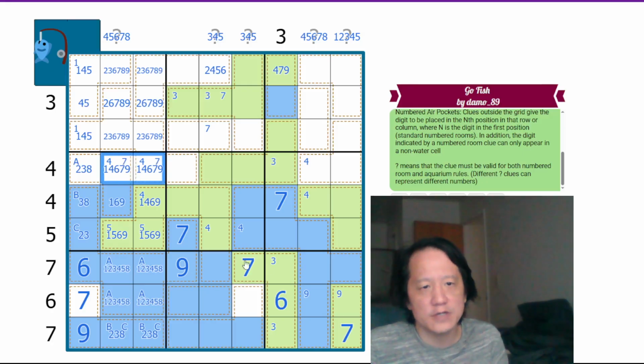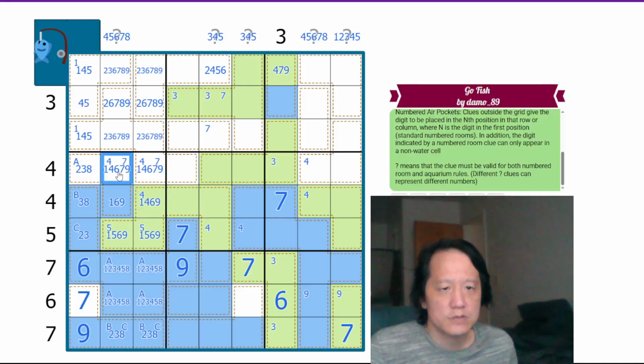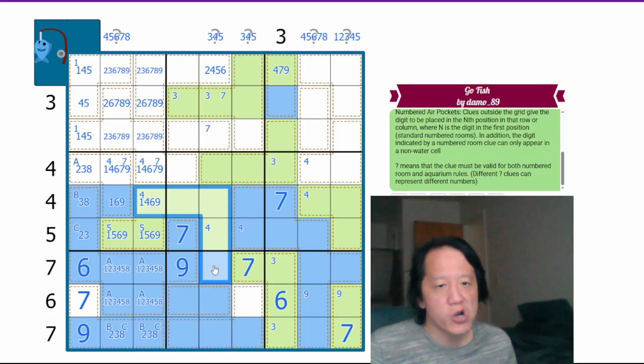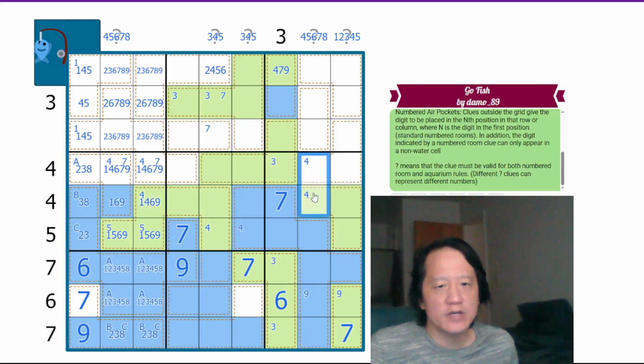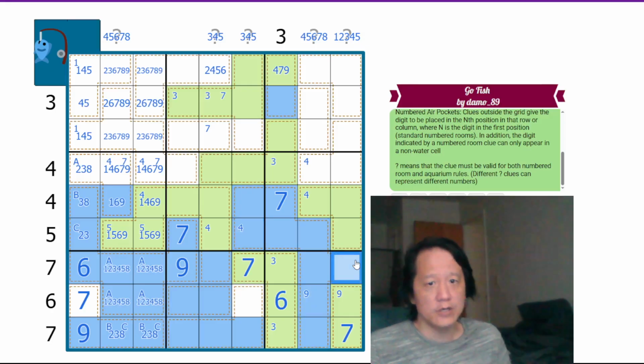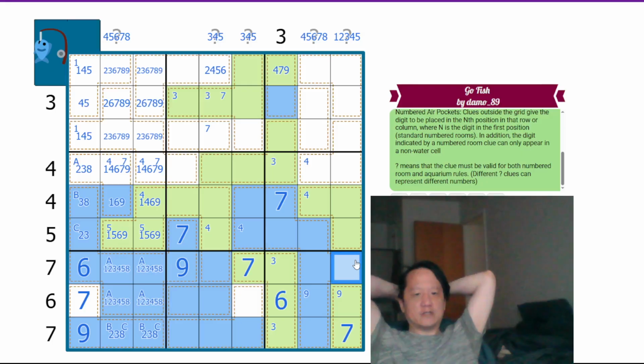So we have a guaranteed 7 in one of those two cells. 5 is guaranteed here, which means we cannot have 5 anywhere here. We have a guaranteed 4 here. That eliminates 4 as a possibility here and here. This can't be 4 because that would be not in an air bubble. So 4 has to be either here or here in this box.